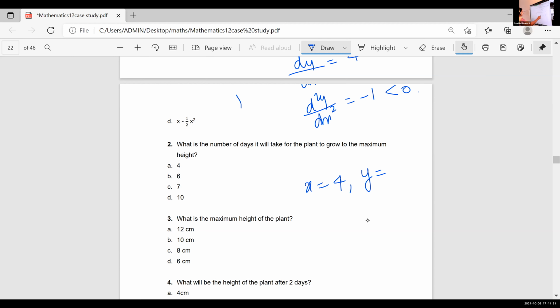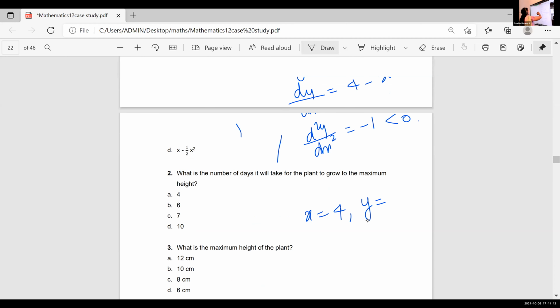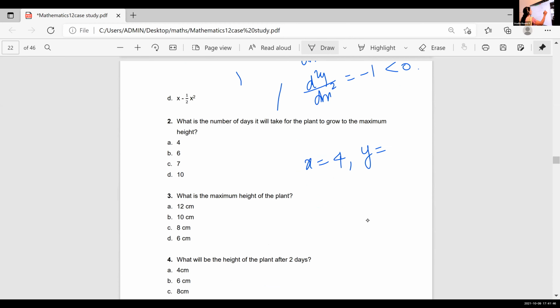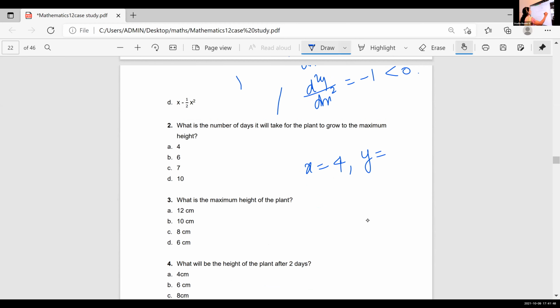So here we get x is 4, isn't it? When x is 4, how to find the maximum value? Substitute it in y. What is given about the function y? y is 4x minus half x square. So substitute it and find out what is the value of y.